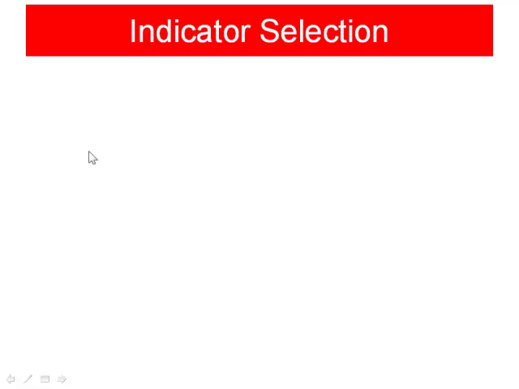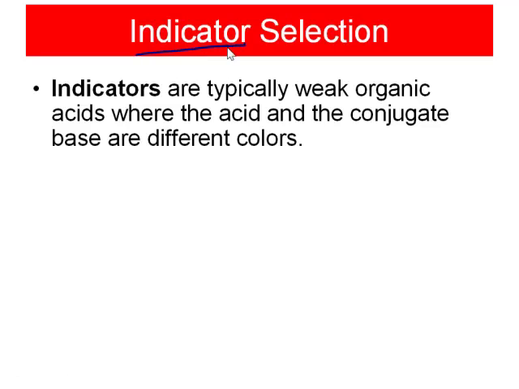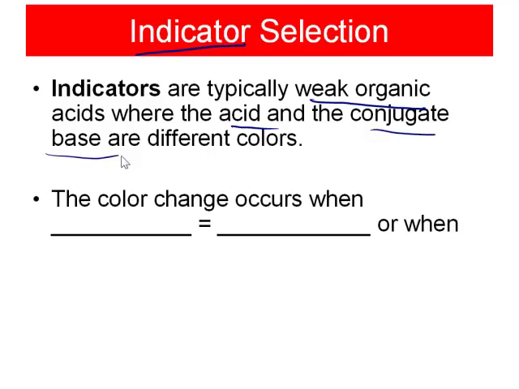This is the last little bit of notes out of chapter 18. First of all, let's talk about what an indicator is, really briefly. An indicator is usually a weak acid, where the acid and its conjugate base are different colors. That's why you have two different colors. In the case of phenolphthalein, one form is colorless and the other is pink. But there are many other indicators besides that one.